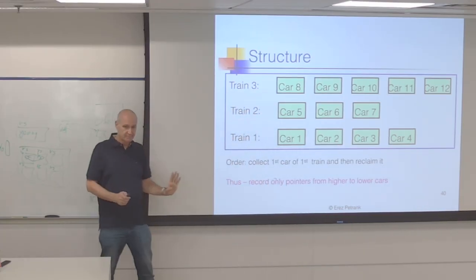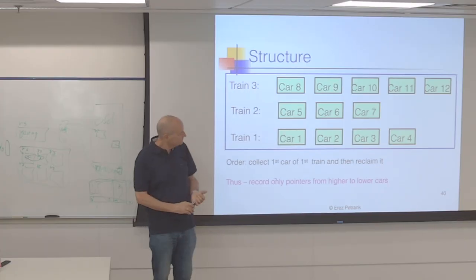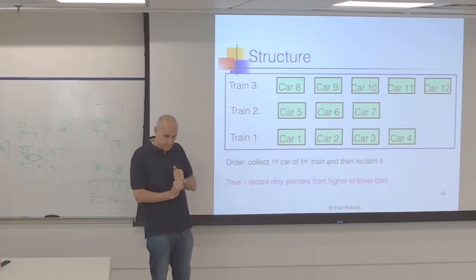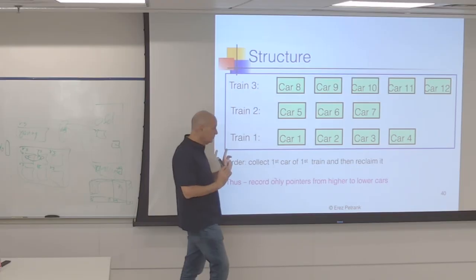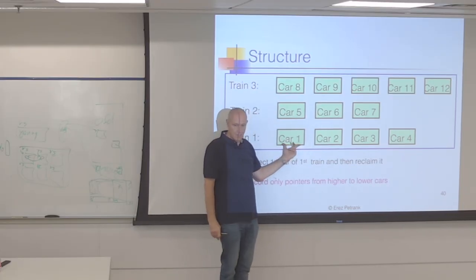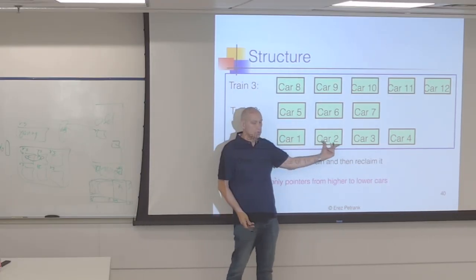Does that mean you access all the cars in all the trains? Each time I do a young generation, I do 1 car. And then when I do the next young generation, I do 2.